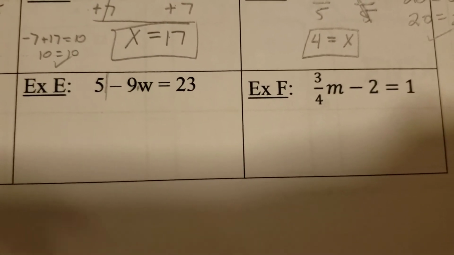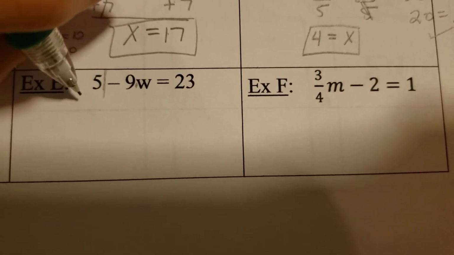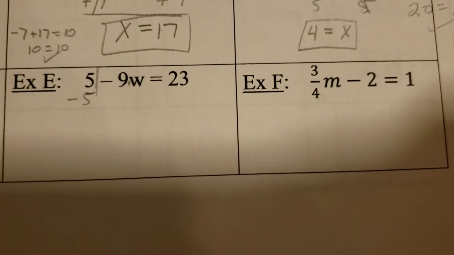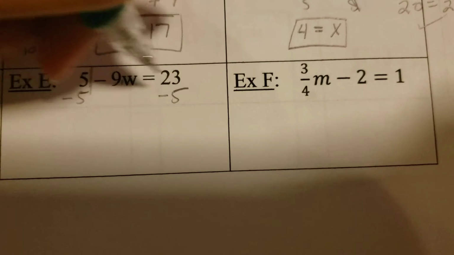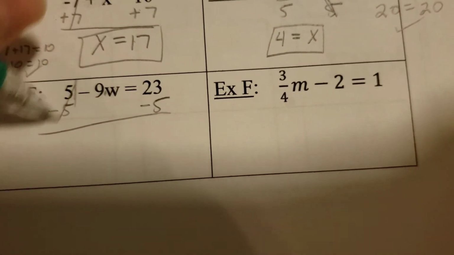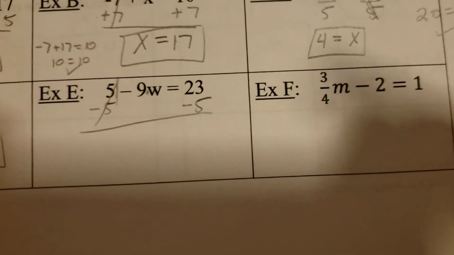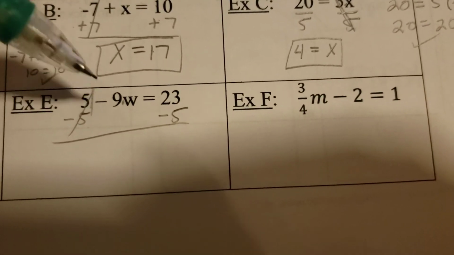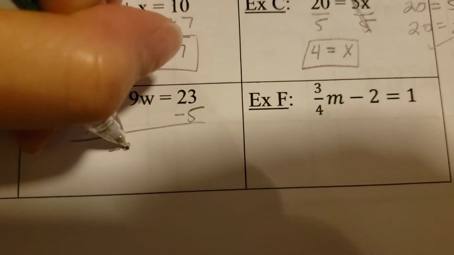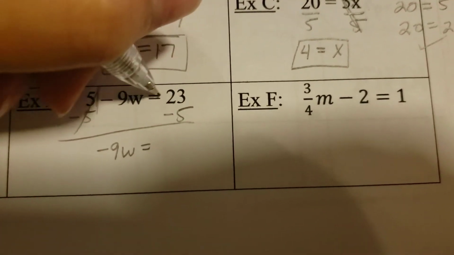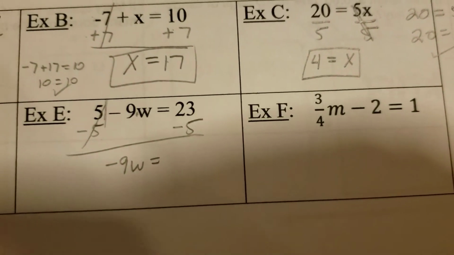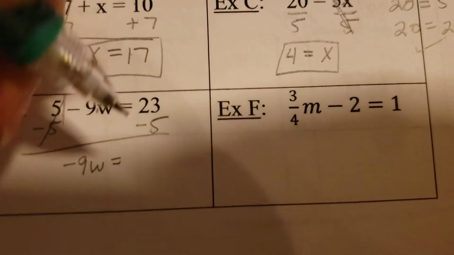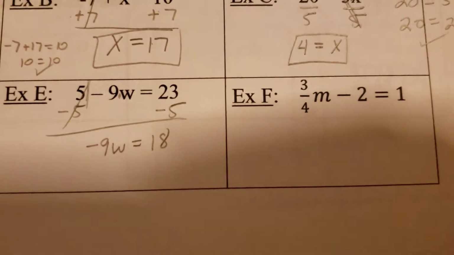So right now it's +5, yes? So how do you get rid of a +5? With the opposite, which is -5. So we're going to subtract 5 on both sides. So 5 minus 5, those are 0, so they're gone away over there. And we have this -9w left over. And then you have to go over here and do 23 minus 5. So 23 minus 5 would be 18.